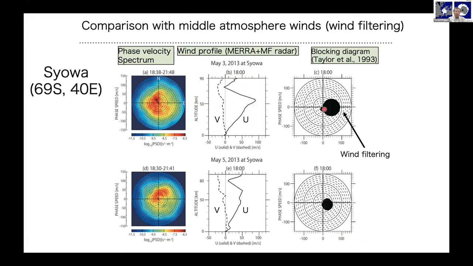And this corresponds to the blocking diagram, showing the eastward propagating gravity wave in this black region is prohibited to propagate. And this corresponds well with this spectrum.